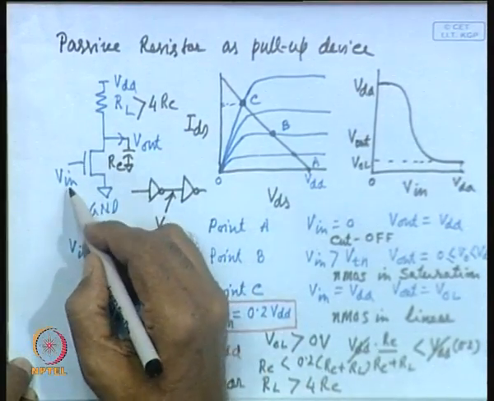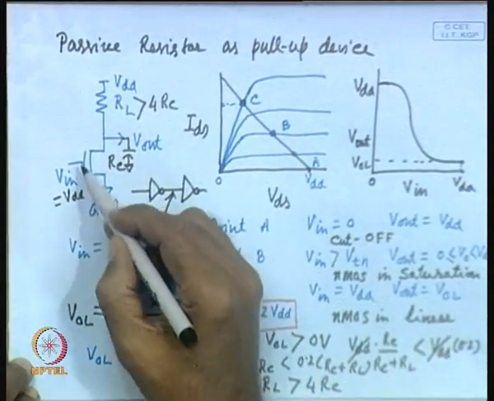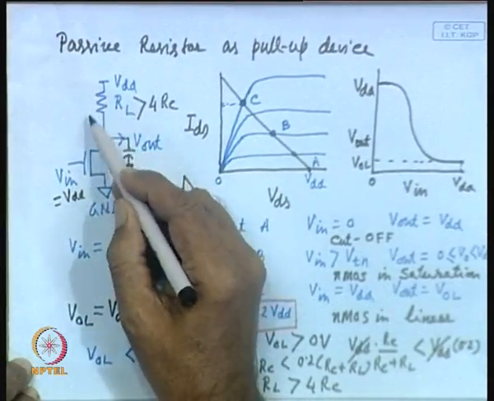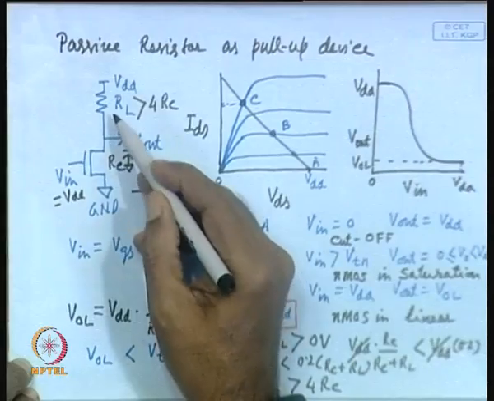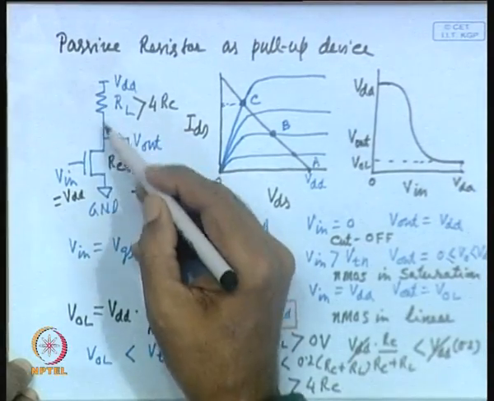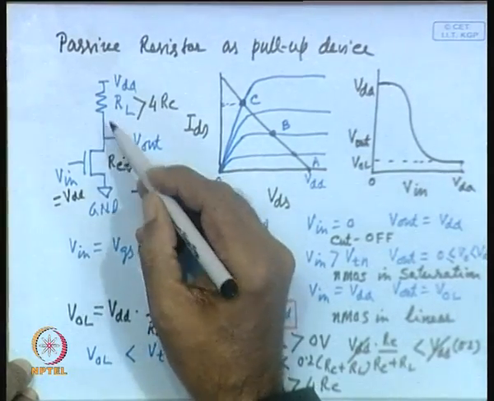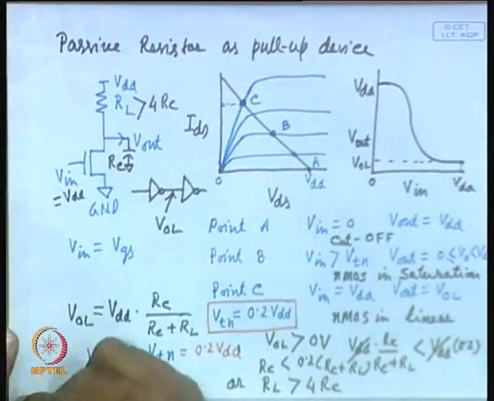So, here as you can see, when this input voltage V in is equal to VDD, that means input is high, then this transistor is on, and as a consequence current will flow through this RL RC network, and there will be power dissipation. Obviously, the power dissipation will be dependent on RL and RC, and here also there is a kind of vicious circle.